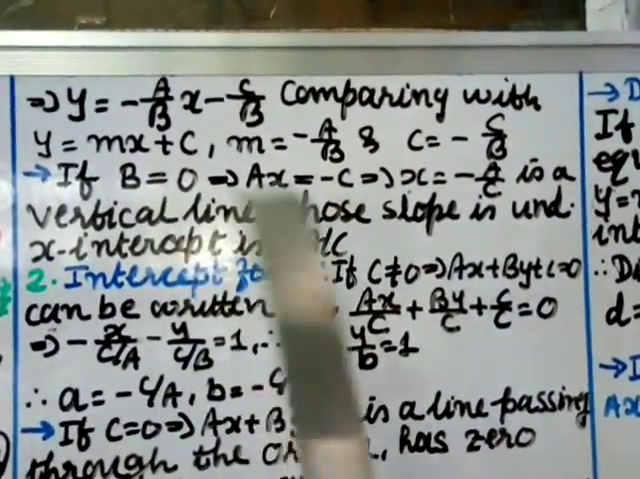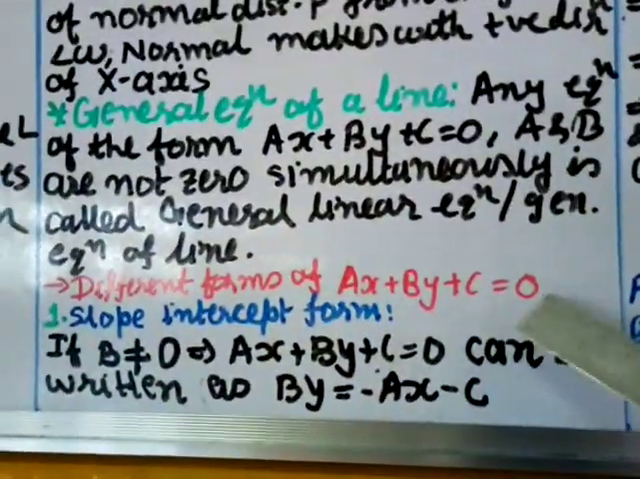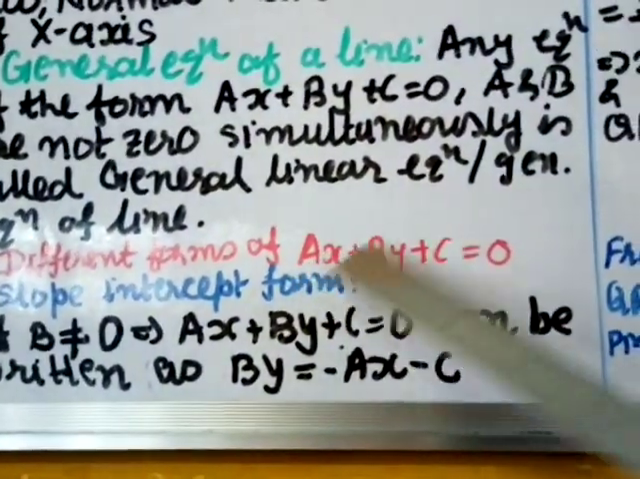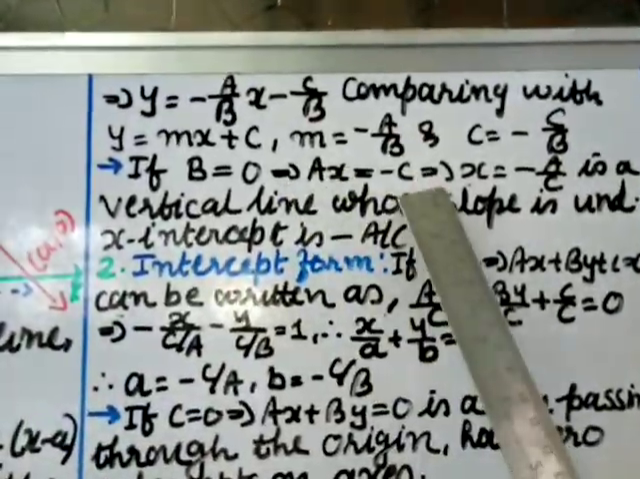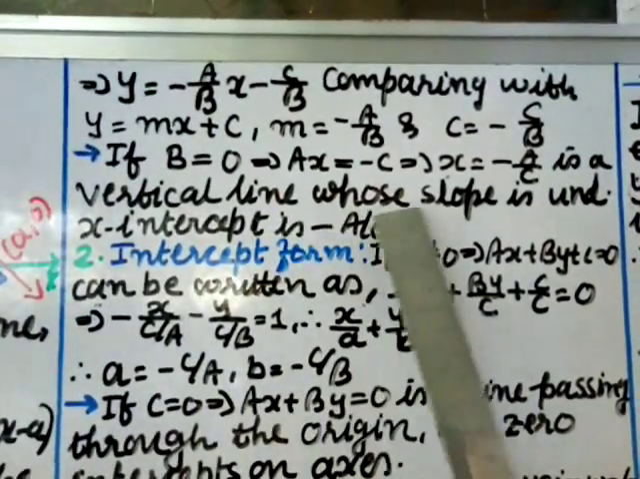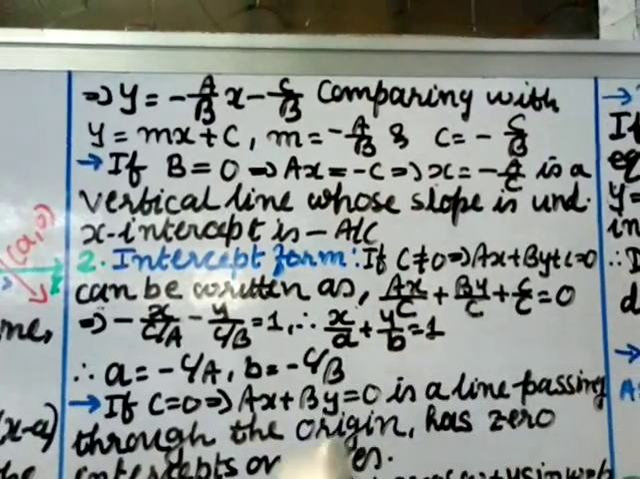If b is equal to 0, then ax equal to minus c. The equation of the line is ax plus by plus c equal to 0. If b is 0, then this term is 0, so what remains is ax plus c equal to 0. So c transfers, giving minus c. That is what I have written. And a transfers, so the x value is minus c by a, which is a vertical line whose slope is undefined and x-intercept is minus c by a.